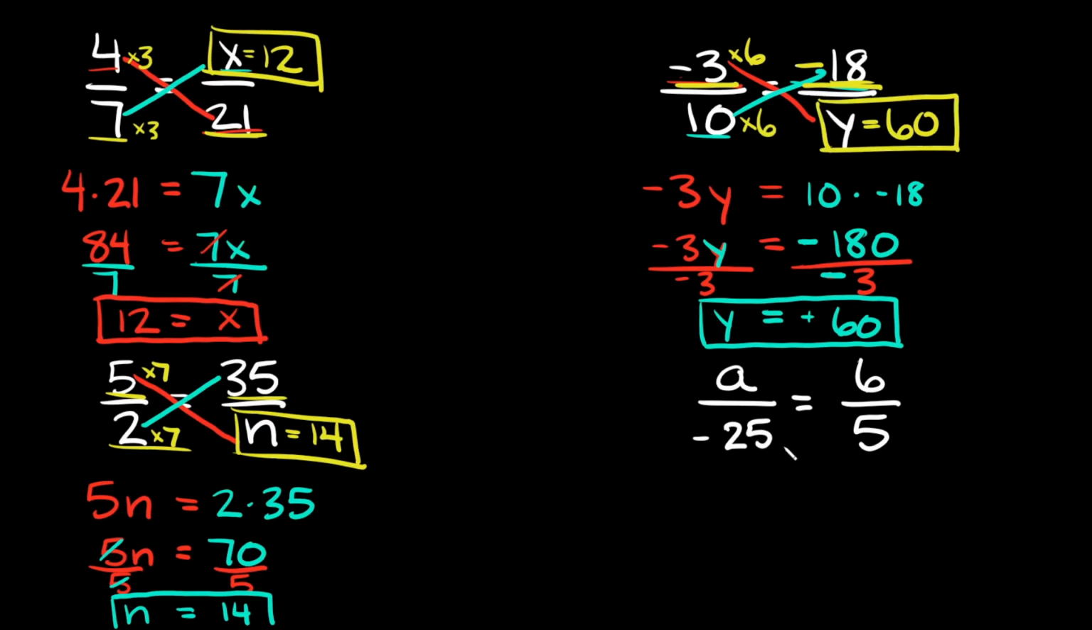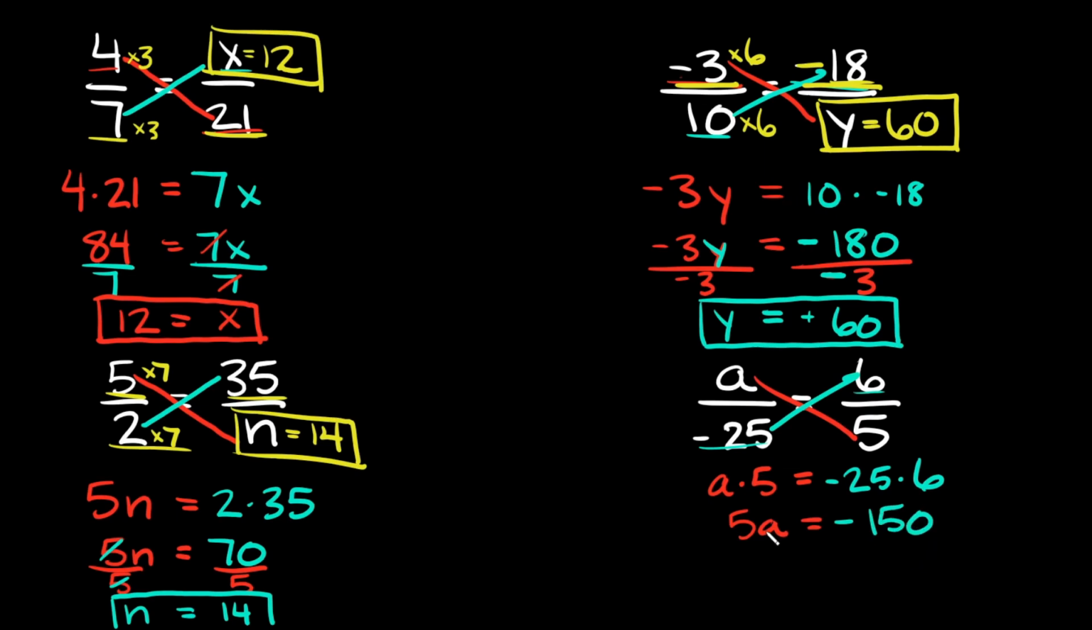All right, let's try one more example. So again, if I'm going to cross multiply, I'm just going to cross them like that. So here I have a times 5. So a times 5, and then that's going to be equal to negative 25 times 6. Okay, negative 25 times 6. So now let's simplify some things. So a times 5, I can rewrite that as 5a, right? Same thing. And then that's going to be equal to negative 25 times 6, which is equal to negative 150.